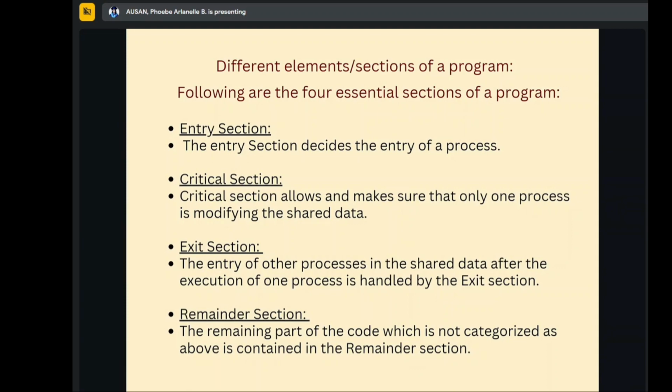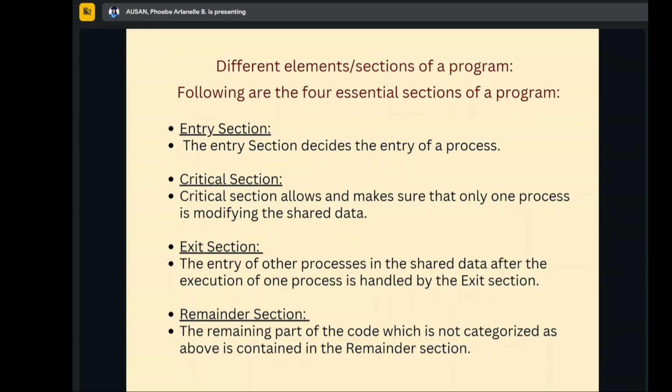Next is the critical section. The critical section makes sure that only one process is modifying the shared data, to avoid inconsistency of the data. Only one should be able to access that data to avoid inconsistency. So that is presented as the critical section.